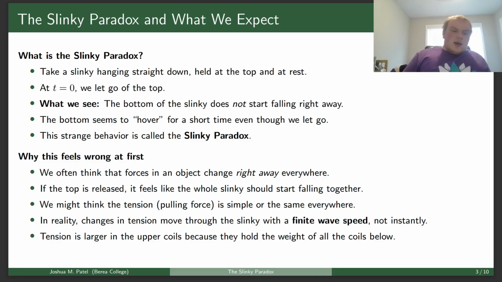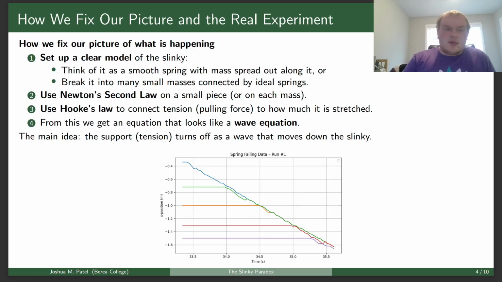And so in reality, we're going to see that the reason it doesn't move is due to the fact that springs act like waves and they have a finite wave speed. And because a spring has a very slow wave speed, we can actually observe it with our own human eyes. Another thing to note is that tension higher up on the spring will be higher than lower down, but that doesn't play much part in our scenario.